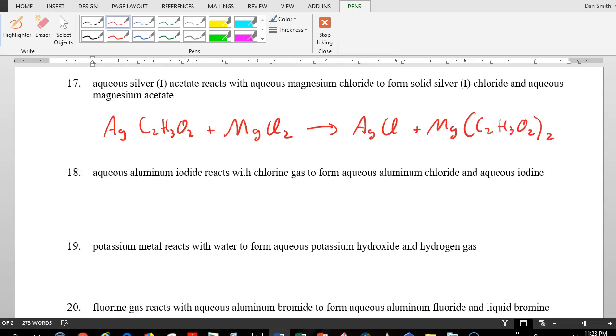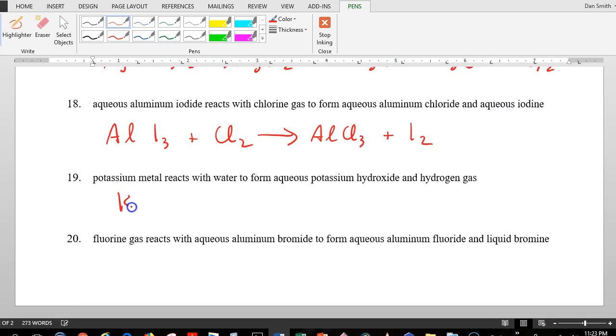Aqueous aluminum iodide, so this would be an I with a 3. Reacts with chlorine gas, diatomic, to form aluminum chloride and aqueous iodine, which is a diatomic.